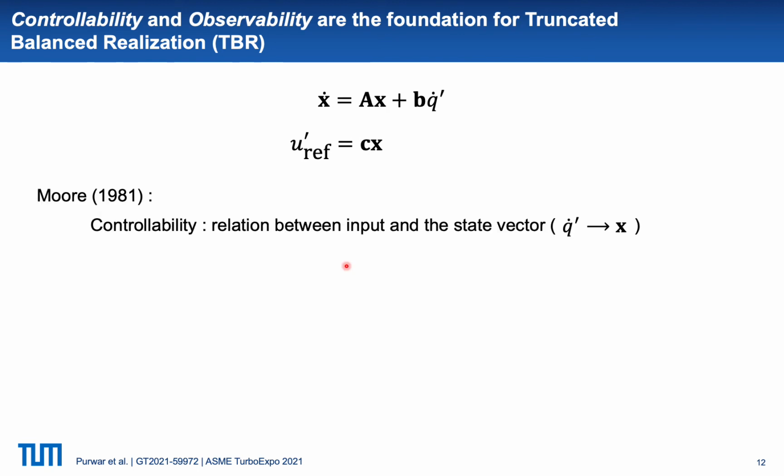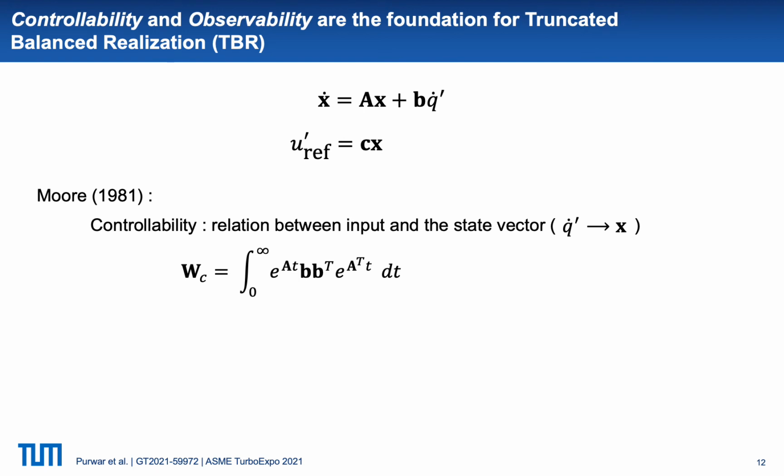Controllability establishes a relationship between the input and the state vector. More specifically, there is a degree of controllability for the states, which means that some states are more controllable than others. If a state direction is easily controllable, the system can be steered along that direction with less energy input. On the other hand, if a state direction is not easily controllable, it requires large energy input to steer in that direction. This degree of controllability is determined by the controllability Gramian defined here.